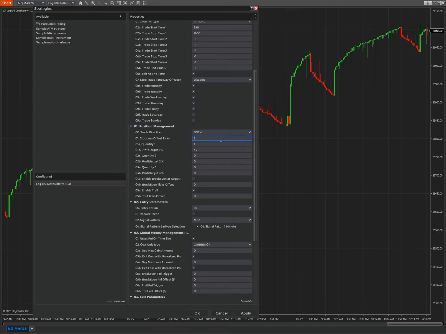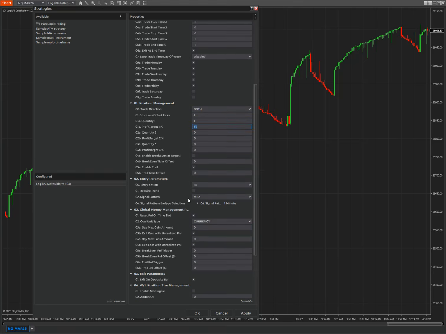The offset of the stop that's calculated is in ticks. I always just do 1 tick offset, and then I have my quantity 1, 2, and 3, and this profit target 1, 2, and 3 is the percentage of the stop loss that you want to have for your target. So right now it's a 3 to 1 essentially. We'll leave this as it is now, and I'll go over some more of these features as we go on.